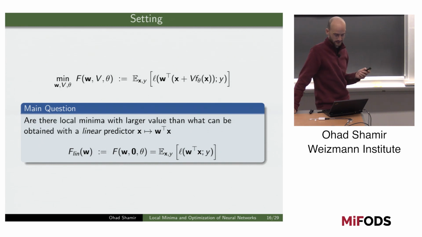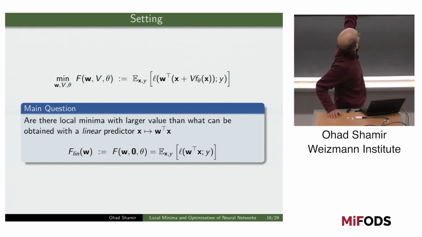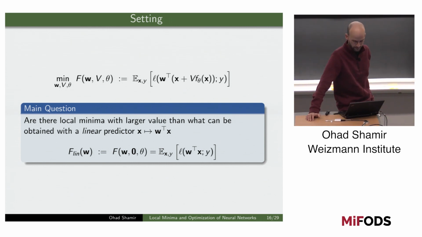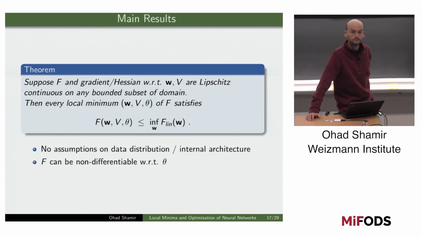If we look at its form, L is convex and twice differentiable, so this is definitely twice differentiable in W and V.